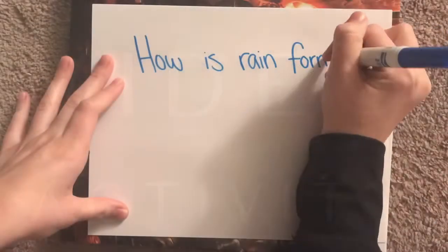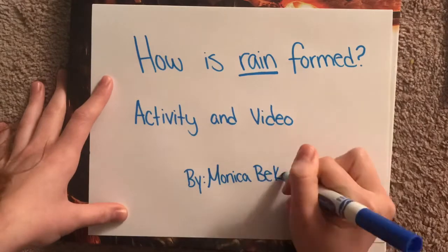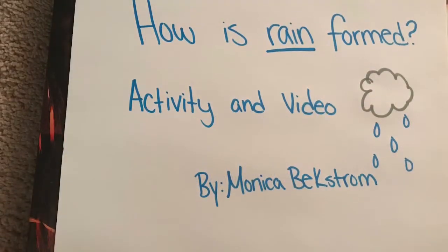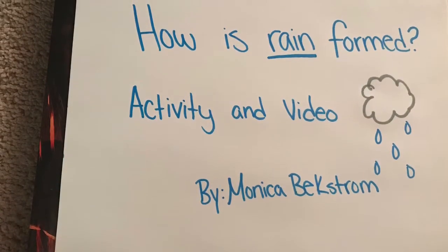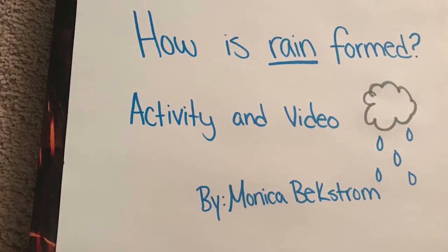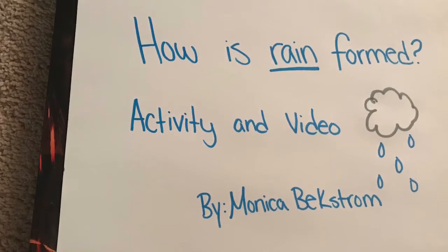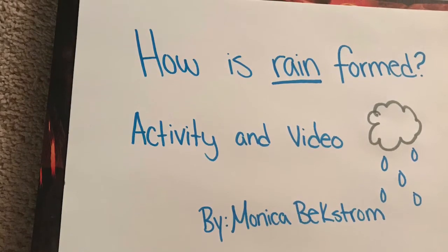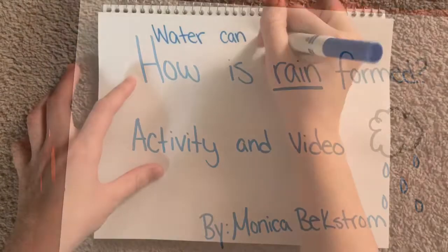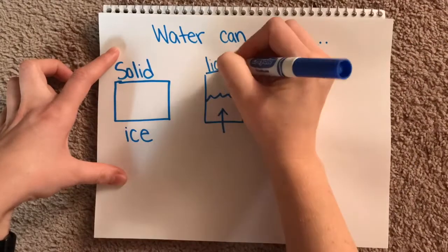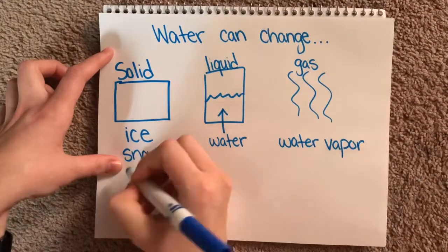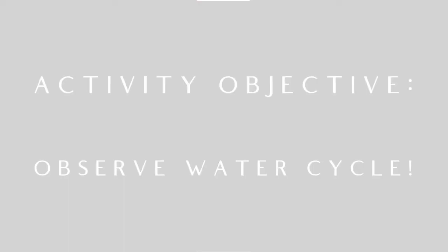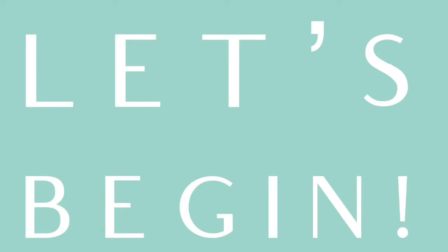Before we begin our activity, I want you to think about how does rain get into the clouds, and what happens to the water after it rains? Water can be a solid, liquid, or gas in the form of ice, snow, water, rain, or water vapor. This activity will simulate the water cycle in a bag. You will work in groups that your teacher has assigned. Let's begin.